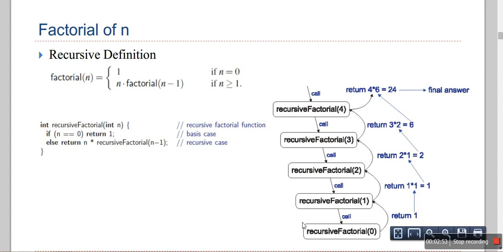You can see the recursive factorial of 0 returns 1. Then for 1, the function returns 1 multiplied by the recursive result, which is 1, so 1 multiplied by 1 is equal to 1. Then when 1 is given to the recursive function for 2, 2 multiplied by 1 is equal to 2. So this works.